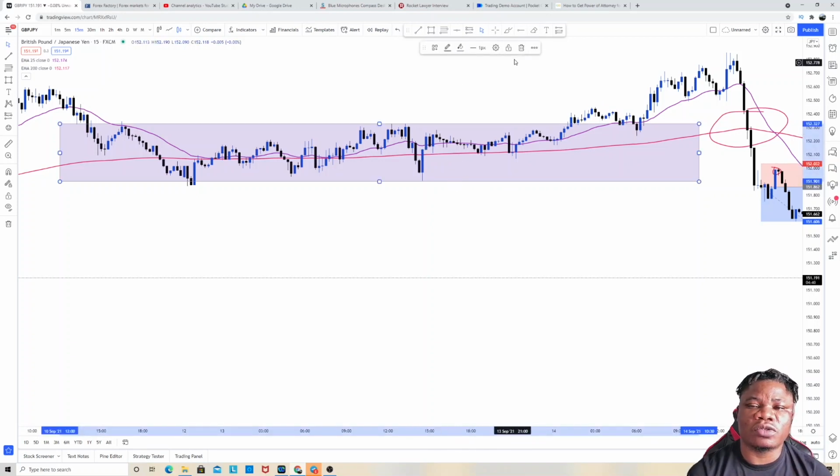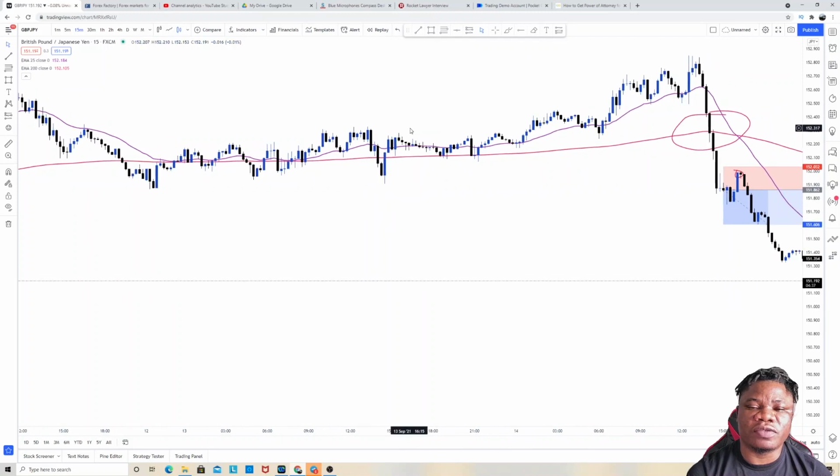That's what you need to make sure of. You need to make sure you stay away from taking trades when price is actually consolidating. You only need to take trades once price is actually trending. So guys, this is how you use this strategy.